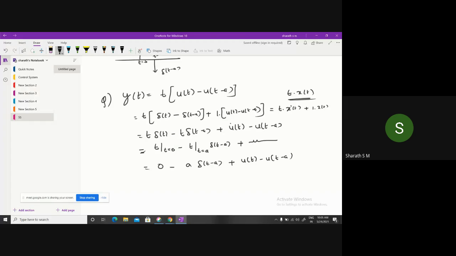Sketch the signal. So sketch u of t, sketch u of t minus a, subtract those two. Afterwards, sketch a into delta of t minus a, subtract the two.